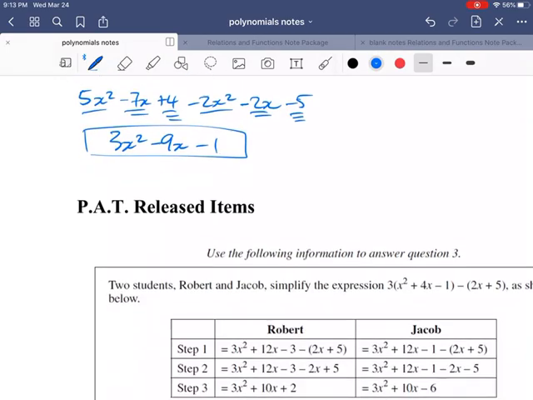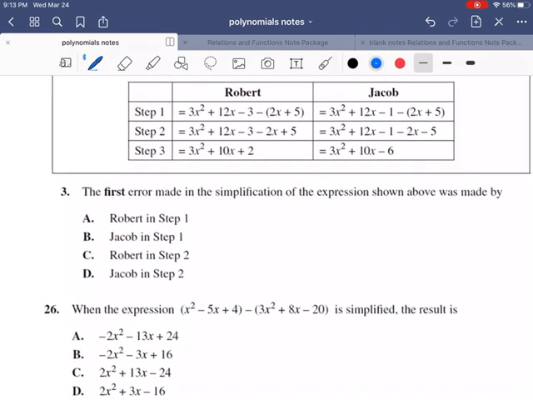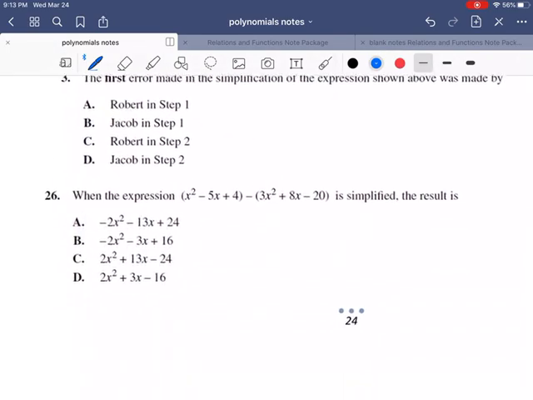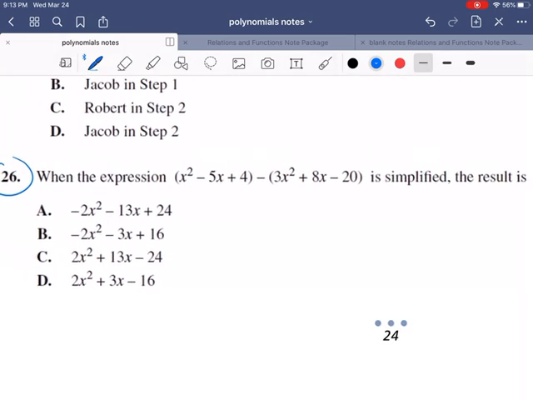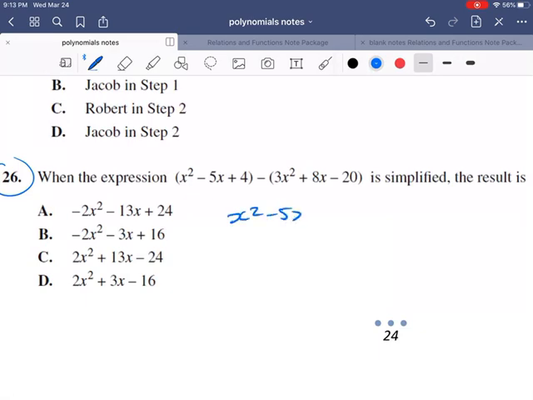There you go. We're actually going to skip this first PAT question and move on to the second one here, number 26. So we have to simplify this, which means distribute this negative. The first set of brackets remains unchanged. Distribute that negative. It was positive 3x squared. Now it's going to be negative 3x squared. That becomes negative 8x. And one more, negative 20, if we're multiplying it by a negative, becomes positive 20.